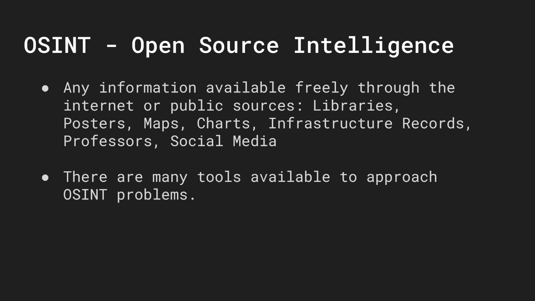So starting with open source intelligence. Open source intelligence is any information that's available freely through the internet or through public sources, such as libraries, posters, maps, charts, infrastructure records, professors, social media, billboards, etc. Anything that you can access freely can be considered open source intelligence.